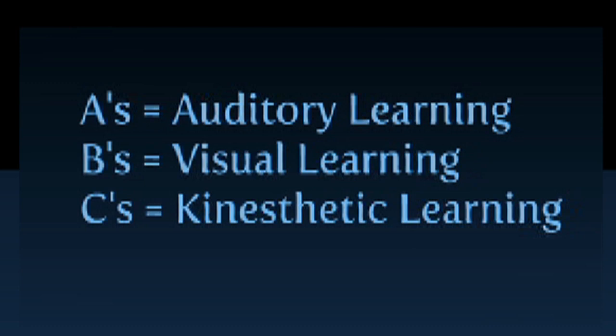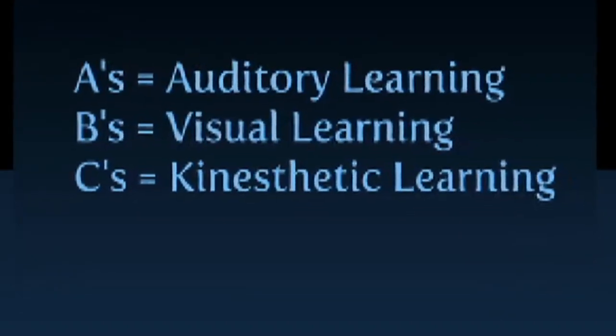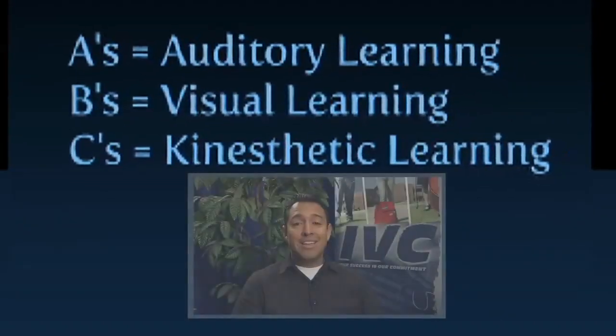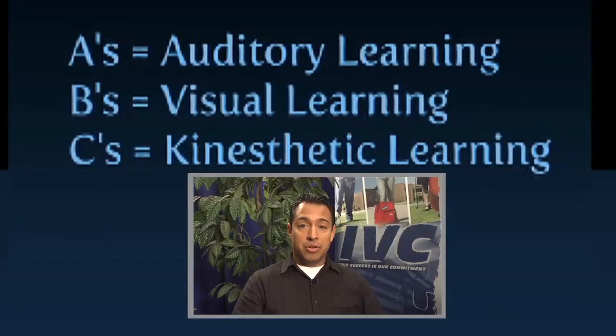Now, A's refer to the auditory learners, and that's how many of those questions you answered as an auditory learner. B is going to relate to the visual learner and how many you actually answered as a visual learner. And C is going to go ahead and relate to the kinesthetic learners. So the number that you responded to as C is going to indicate that. And then what we're going to go ahead and do is see how we can ultimately utilize this.